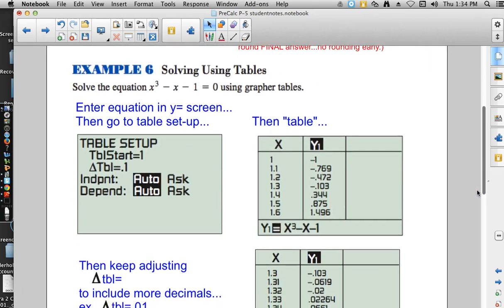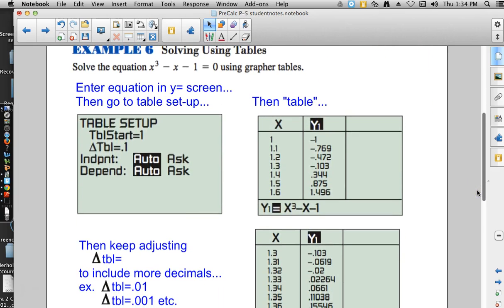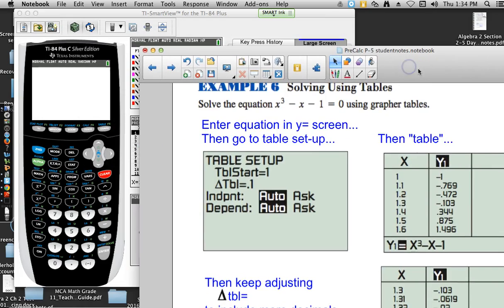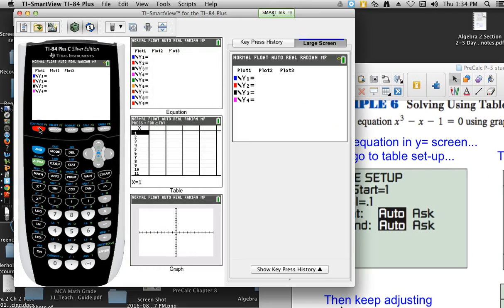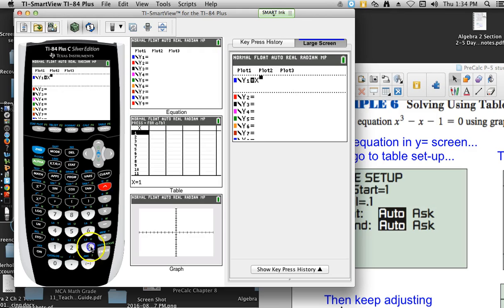So what we're going to do with example 6 is we're going to solve using a table, and then I'm going to show you a method we've already talked about in class that does that much quicker. So we have x cubed minus x minus 1, and we go to our calculator and we pop that in. So again, that was x cubed minus x minus 1.